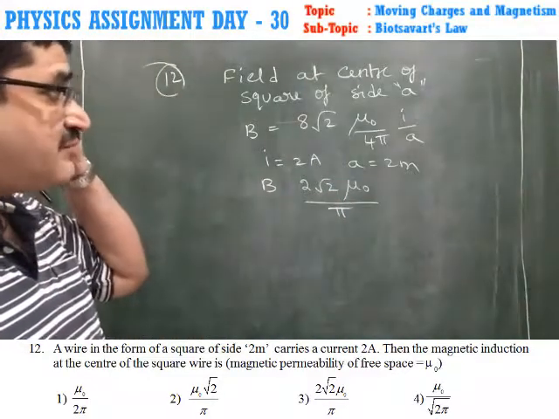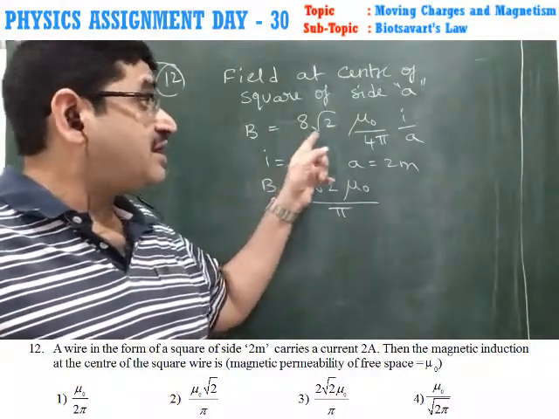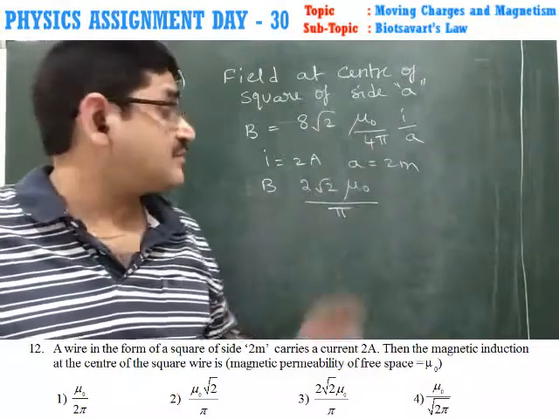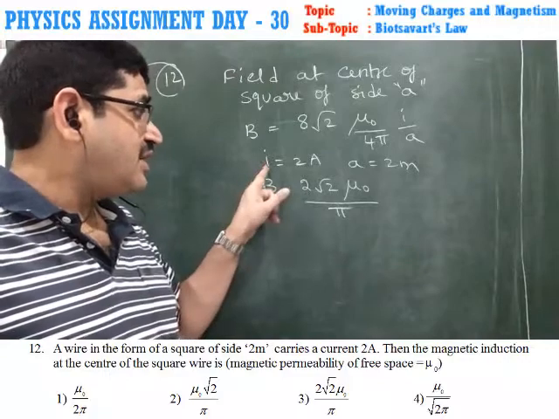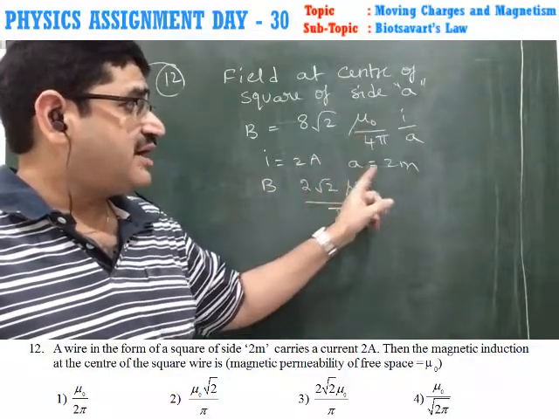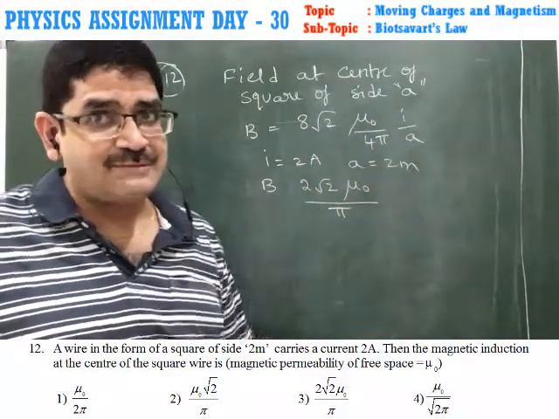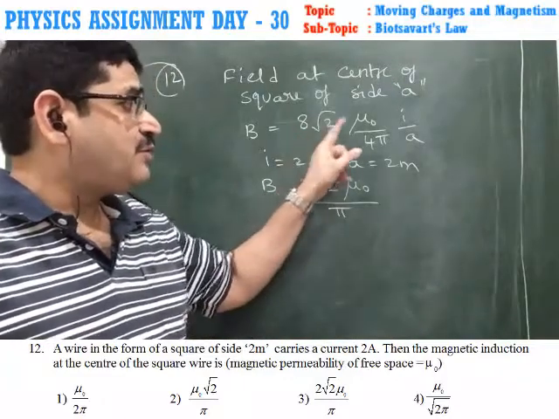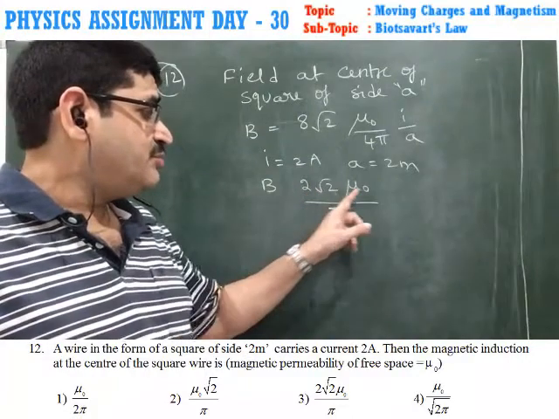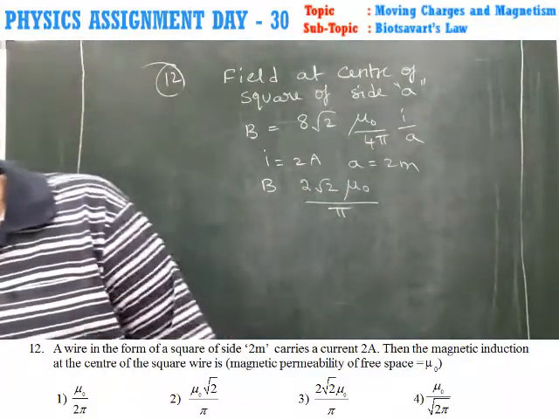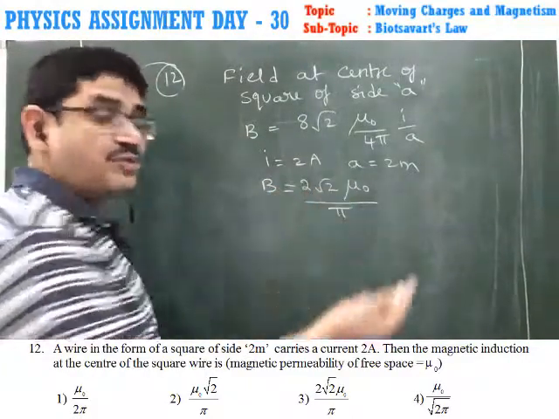So when I use that formula, you will get B equal to 8 root 2 mu naught by 4 pi I by A. Here 8 root 2, 4 gets cancelled 2 times. Here given I equal to 2 ampere, A equal to 2 meters. 2 and 2 get cancelled. So you are left with 8 root 2 mu naught by 4 pi, which means you will get 2 root 2 mu naught by pi. So you get B value equal to 2 root 2 mu naught by pi.